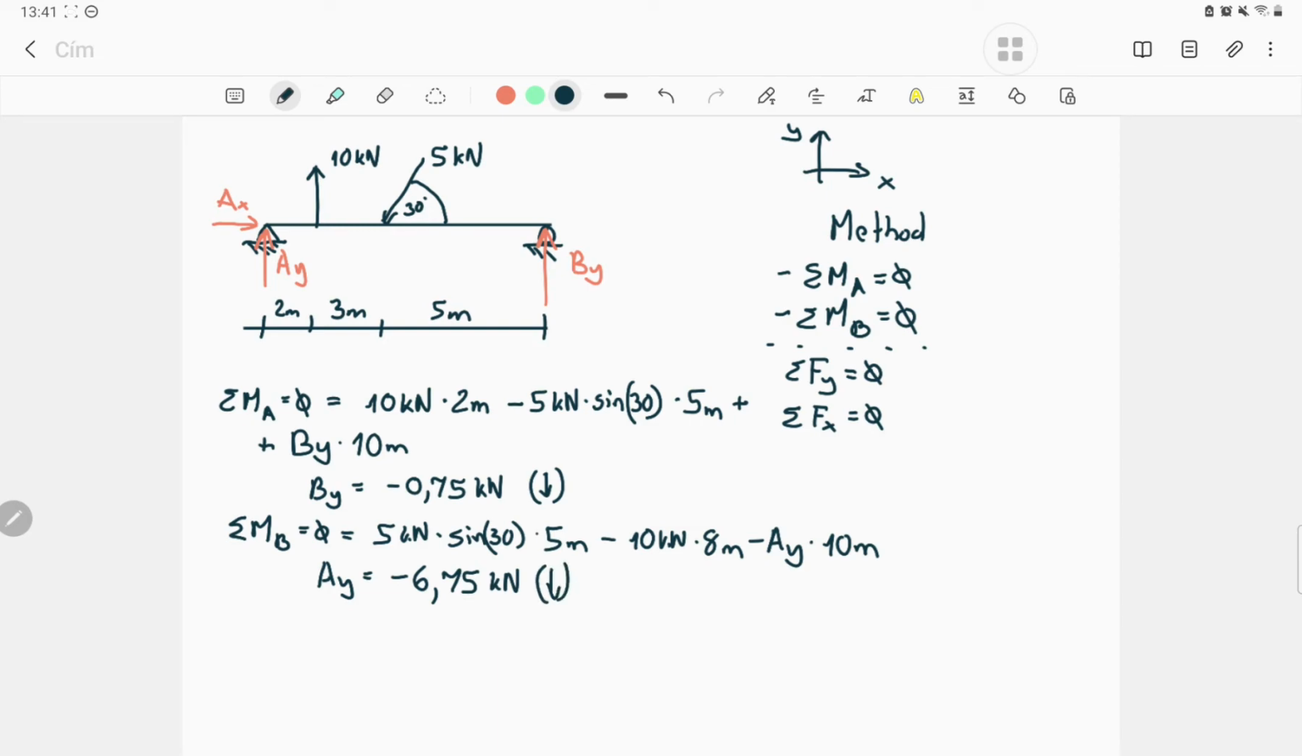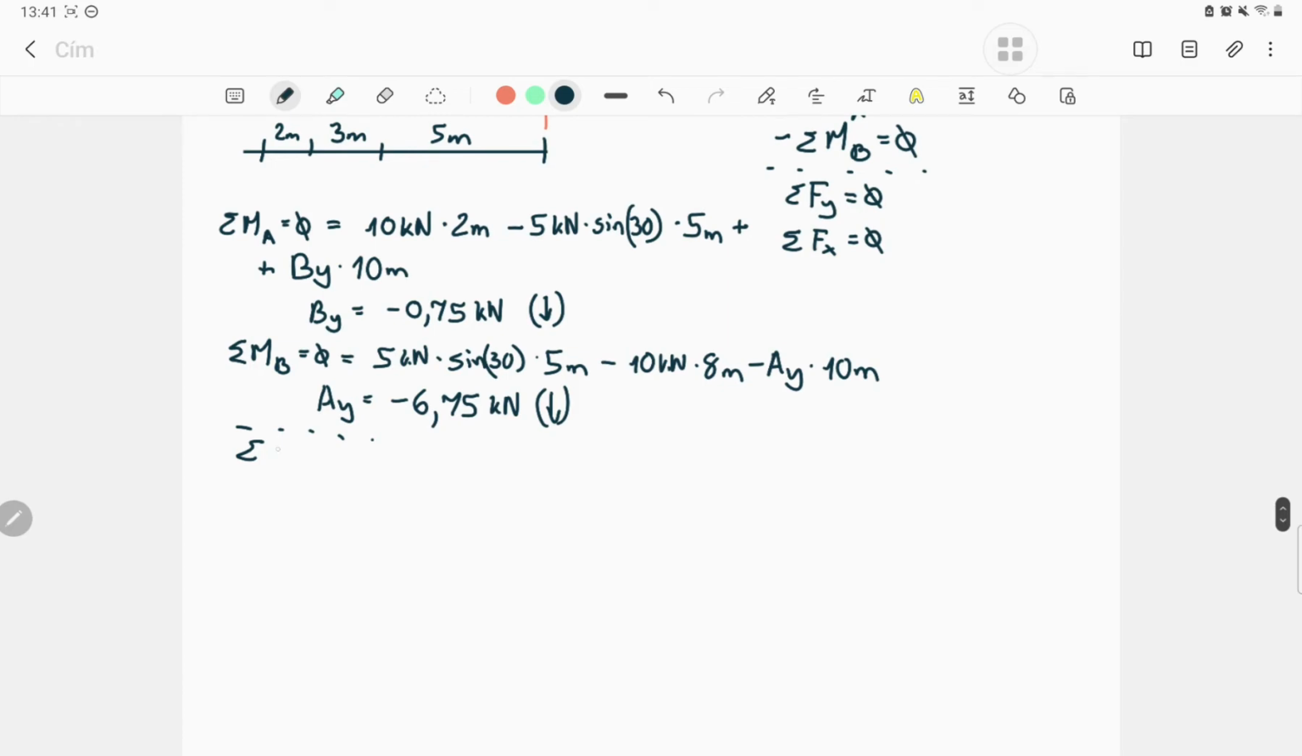This is why it is so important. Now, as you see, the third equation will be the checking equation. Now we will check what we did.